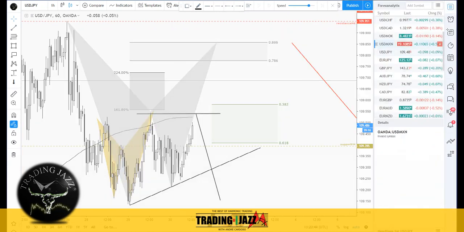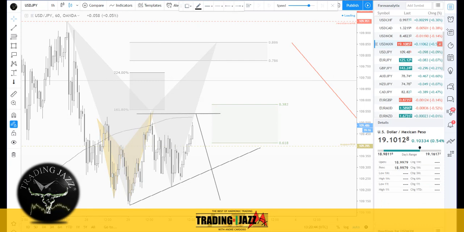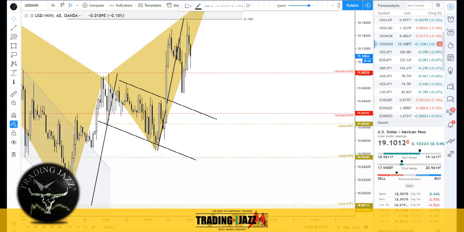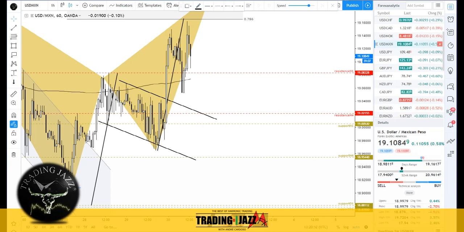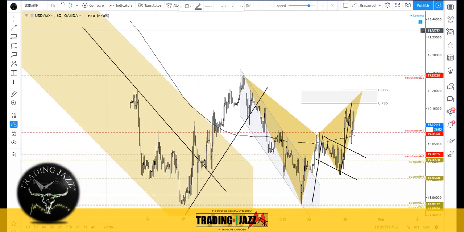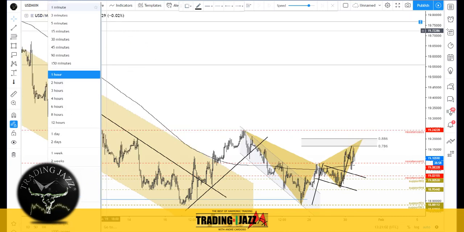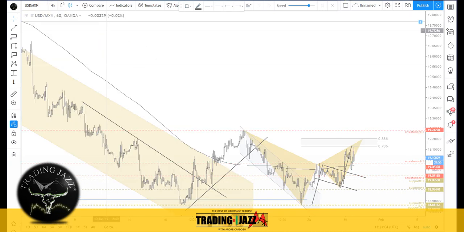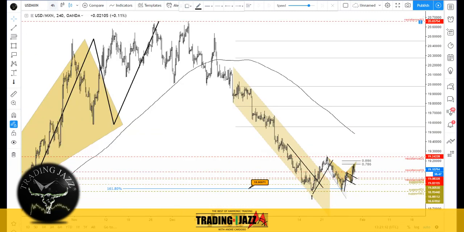Dollar versus Mexican peso. What we have here. Oh, this is a higher time frame. I need to go into 4 hours or even a daily time frame to show you what we have here.